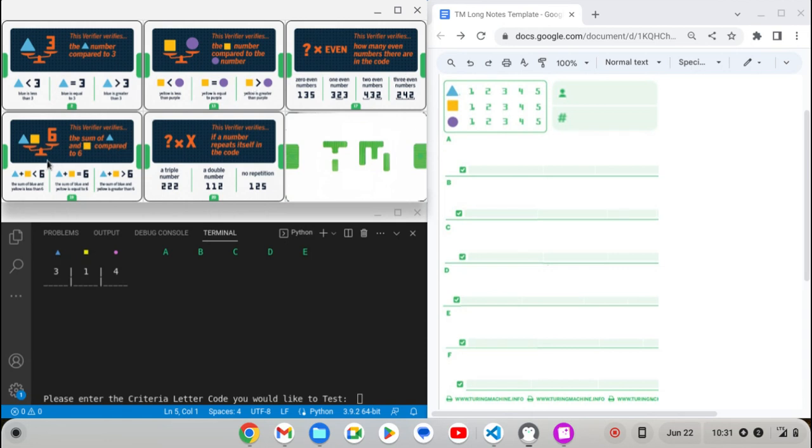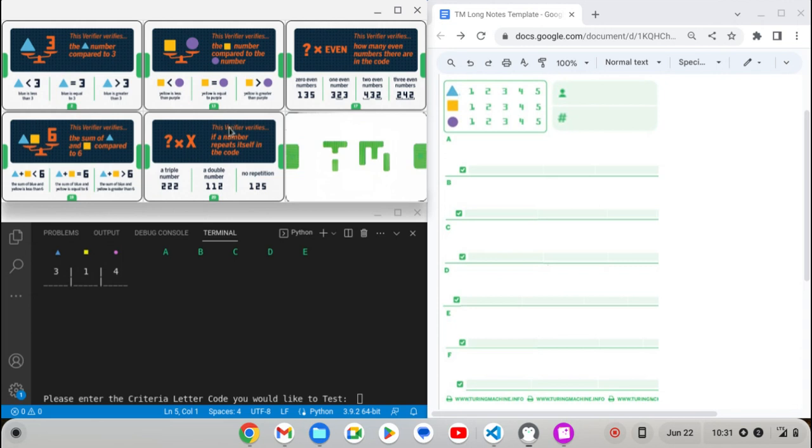Criteria card D looks at the first 2 digits, triangle and square, and we'll take their sum and compare that to the number 6. So should the sum of those 2 digits be less than 6? Should it be equal to 6? Or should the sum be greater than 6?